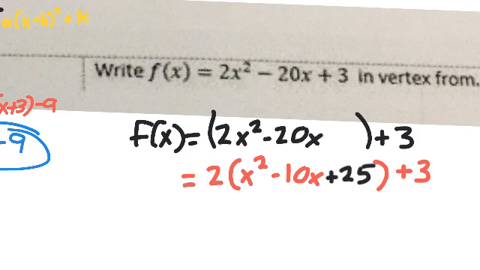Now here's where it's a little tricky. So did I really just add 25? No, I didn't. Because there's this 2 being multiplied on the outside. So what I'm really adding is 50. Do we see that? So to keep it balanced on the outside, I'm going to need to subtract 50.